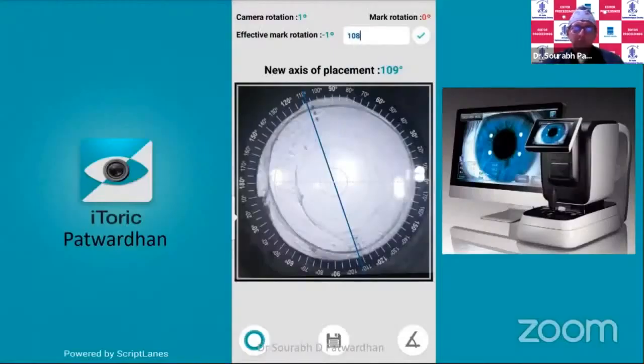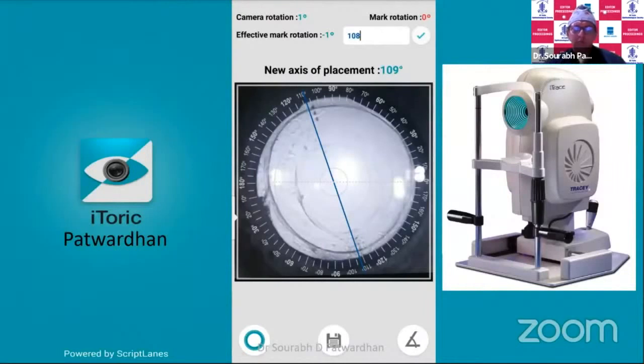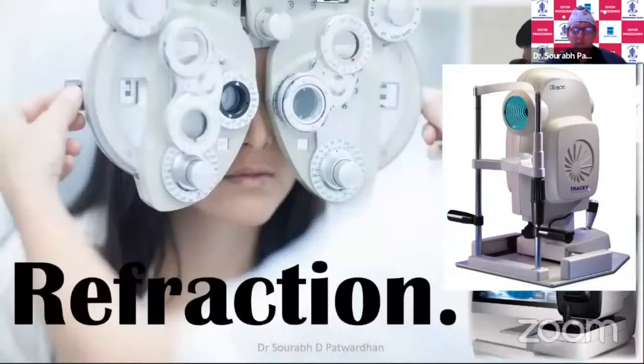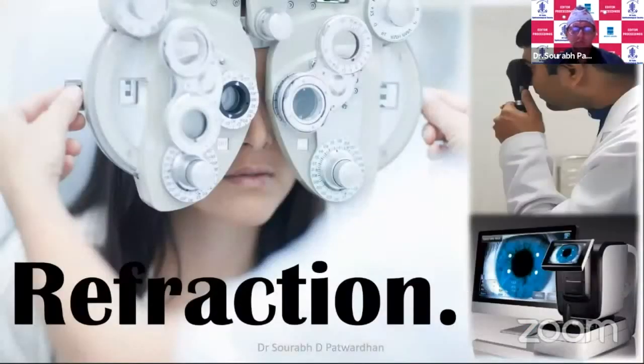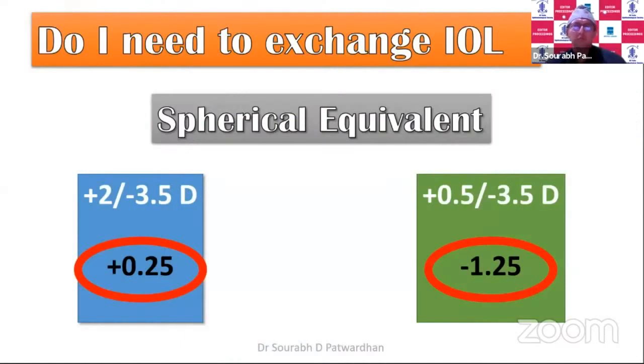There is a better way to do it using the iToric Android app. You just take a good retro image on the autorefractometer using infrared, and then you can check the exact position of the IOL. You can do the same thing with a costlier machine like iTrace. Of course, the iToric is free of charge. Another important thing is to do a good post-operative refraction, not just subjective but also objective. Do good retinoscopy and autorefractometry, because this is going to decide whether I need to exchange the IOL or I can just rotate the IOL and do good.